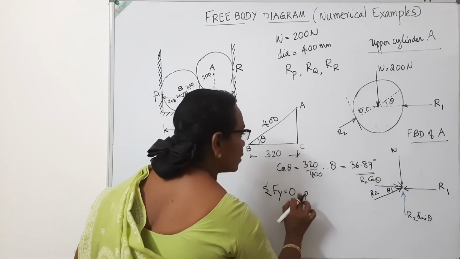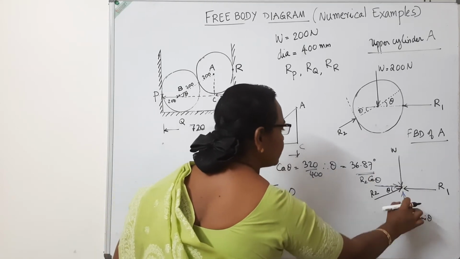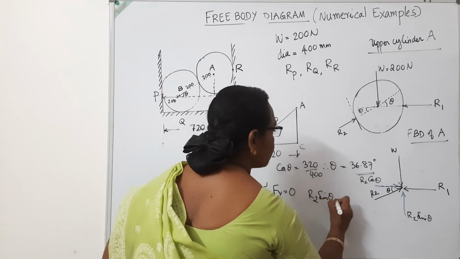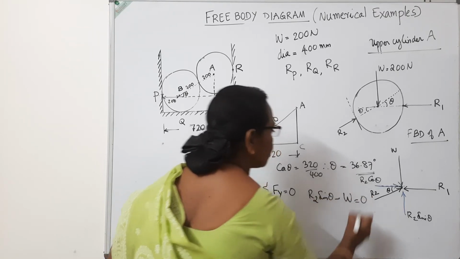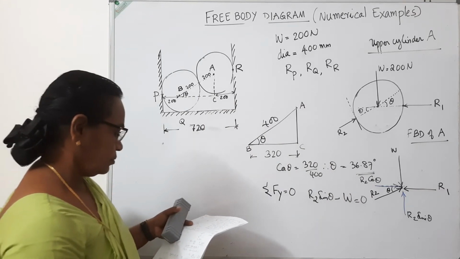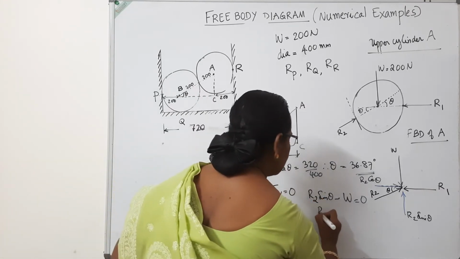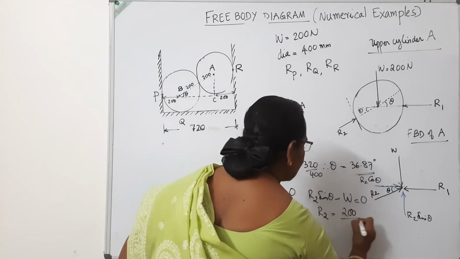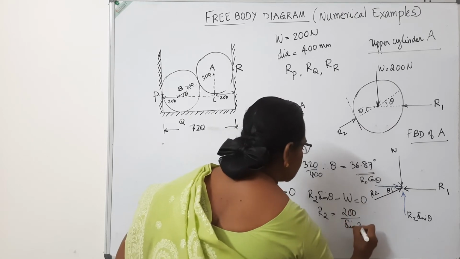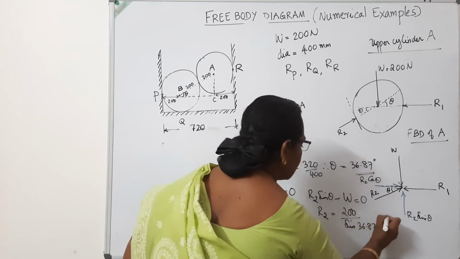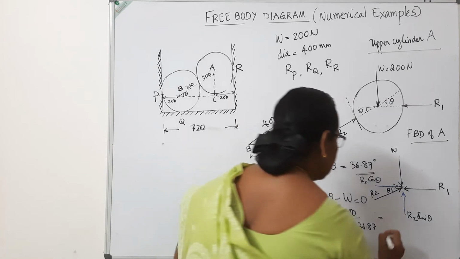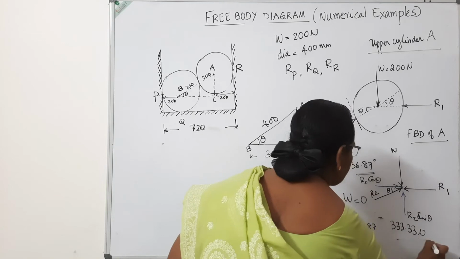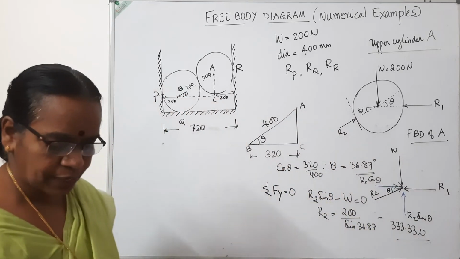I will take sigma Fy is equal to 0. If I take sigma Fy is equal to 0, R2 sin theta minus W is equal to 0. That is R2 is equal to W, the weight, 200 Newton, divided by sin 36.87, which will work out to 333.33 Newton. So I got the R2 value.